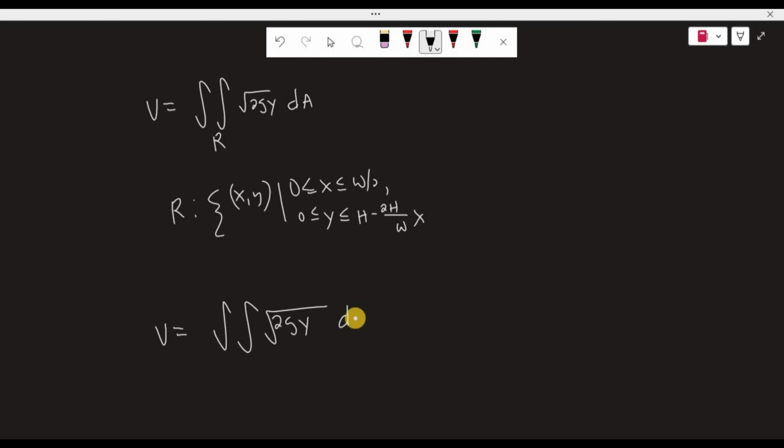Let's integrate with respect to y first. Later, we will also calculate the volume by integrating with respect to x first. Okay, so the limit of integration is from y equals 0 to y equals h minus 2h over w x, and then from x equals 0 to x equals w over 2.